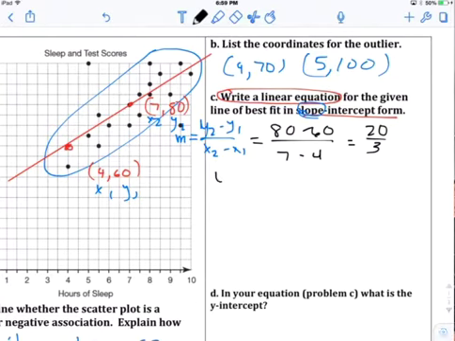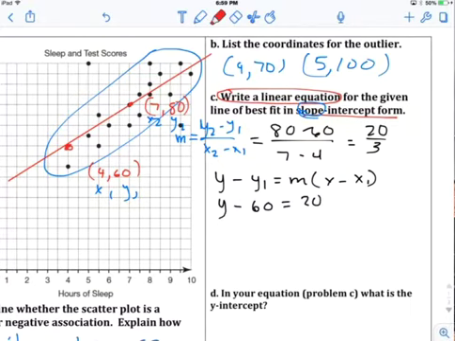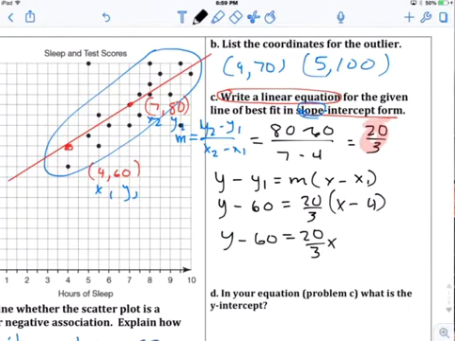Then you use y minus y1 equals m parentheses x minus x1. Y minus y1, which is 60, equals m, the slope, times parentheses x minus 4. M is 20 over 3, by the way. Y minus 60 equals 20 over 3 x, because we distribute.